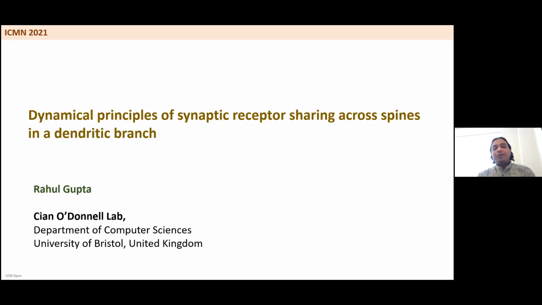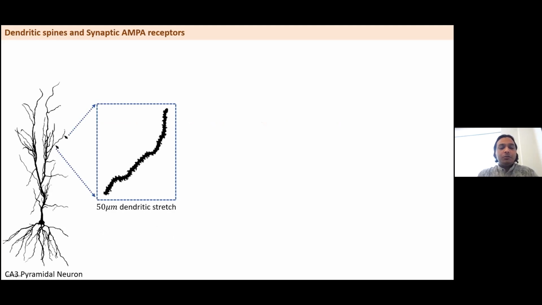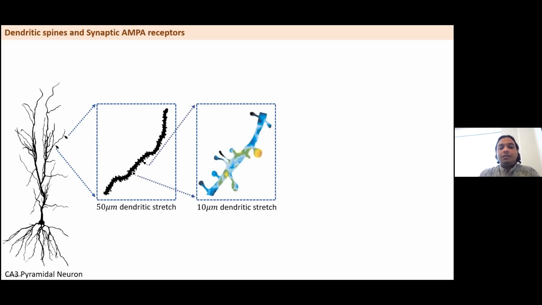So what I'm looking for are the factors that control the count of the synaptic receptors amongst the dendritic spines. If you take a CA3 pyramidal neuron and zoom into a short stretch of its dendrite, you will see these granular projections, protrusions along the main shaft. And if you further zoom in, you can see the individual spines.